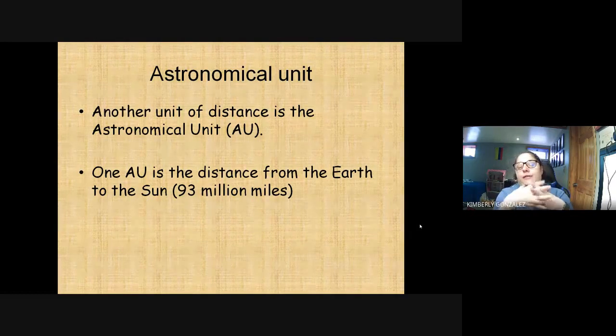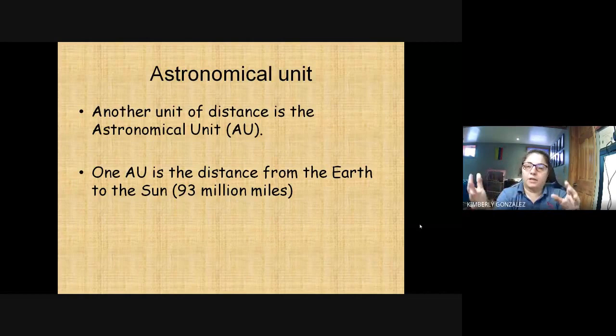If I wanted to find out in astronomical units how far Mercury and the Earth were, you would do this in a multiple of AUs. So is it 1? Is it 1.4? Is it 1.7? So on and so forth.